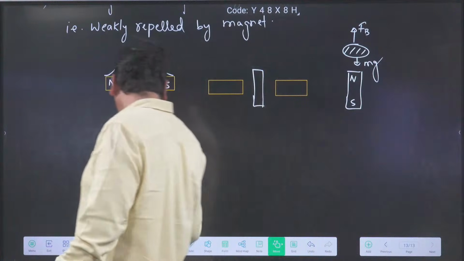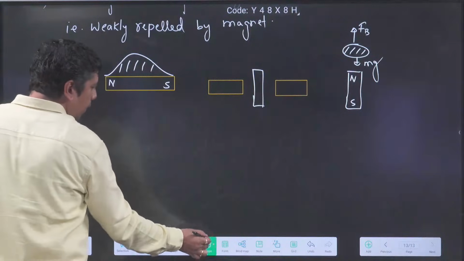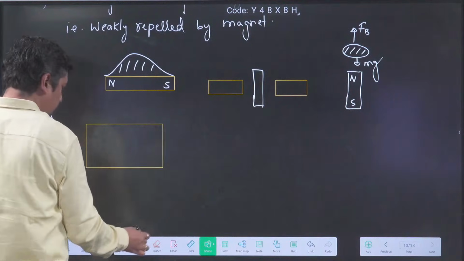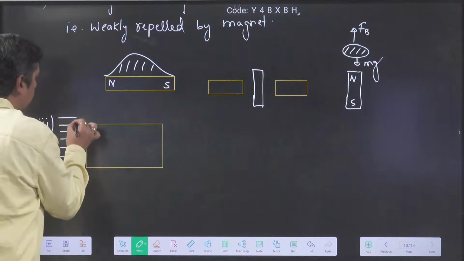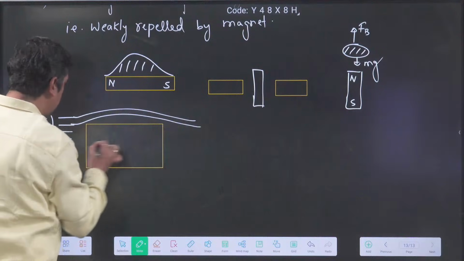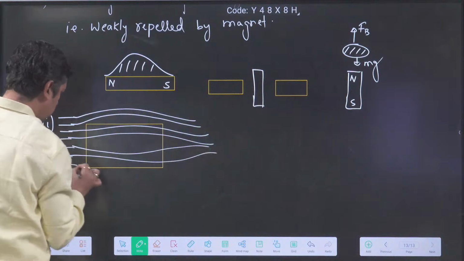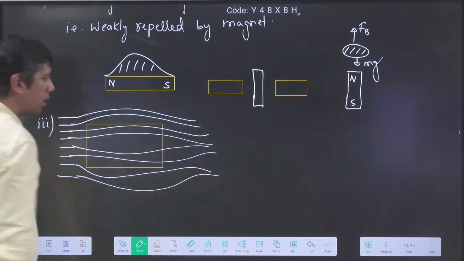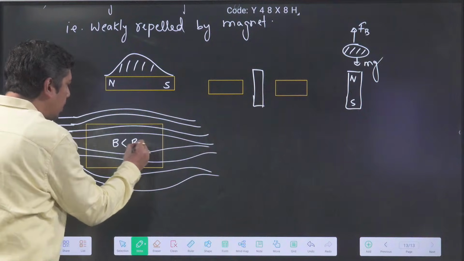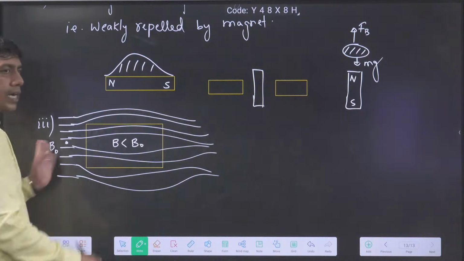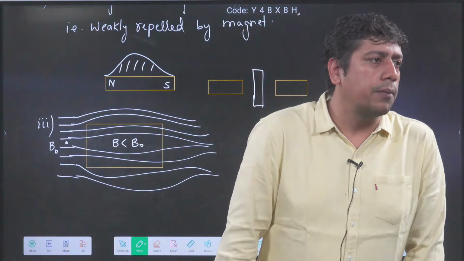Now, third point we say, okay, the field lines are repelled by this. See, the field lines are weakly repelled by these materials, something like this. Why? Because understand, here we know the field is going to be less than B naught. Outside point, the field is B naught. Inside point, the field is something less than B naught.